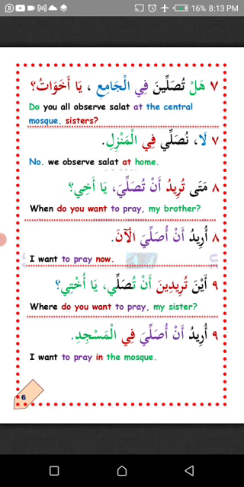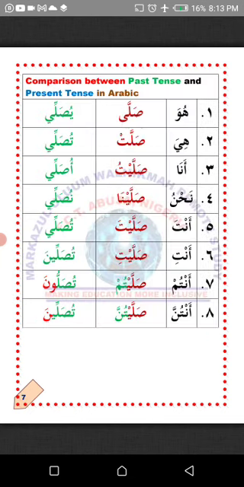ما شاء الله. Now the comparison between madin, past tense, and mudari'un, present tense. Wahid, number 1. Huwa, he. Salla, he has observed Salat, or he observed Salah. Yusalli, he is observing Salah, or he observes Salah. Ithnan, number 2. Hiya, she. Salat, she has observed Salah, or she observed Salah.